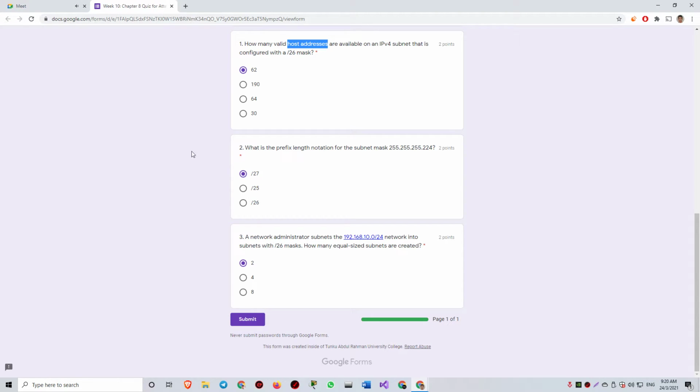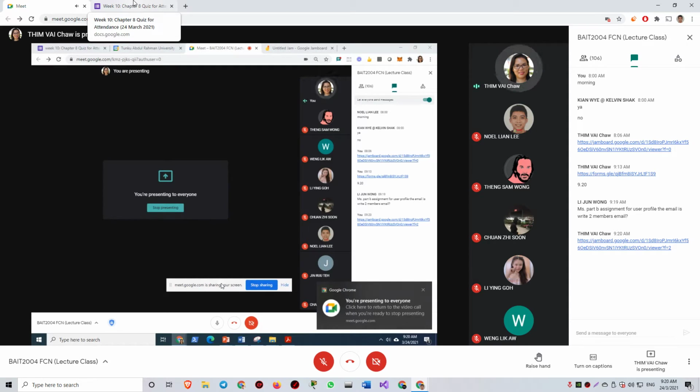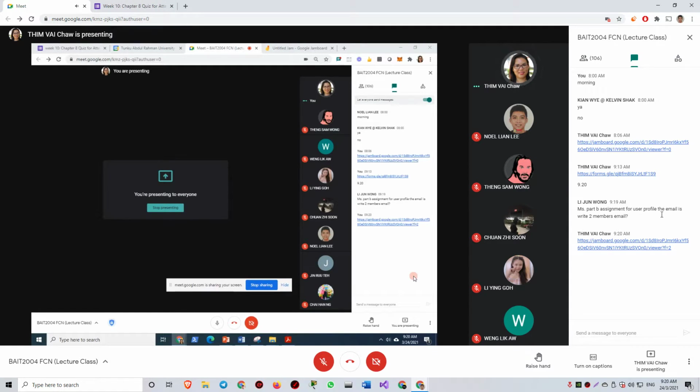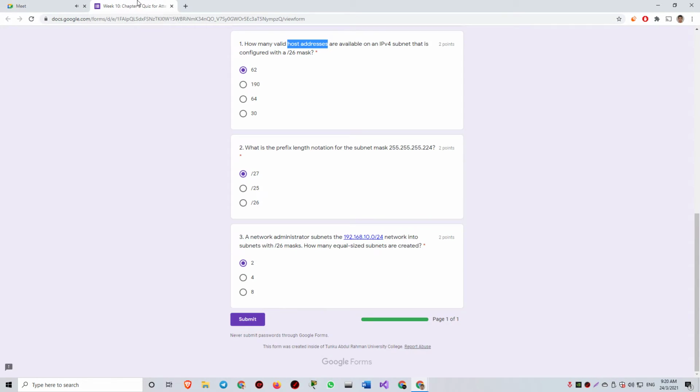Regarding Wong Lee Jun's question about the Part B assignment for the user profile: the email is to write two member emails. Okay, yeah, can do so. Because you only submit once, there is a difference now. You can see it when comparing your Part A and your Part B.